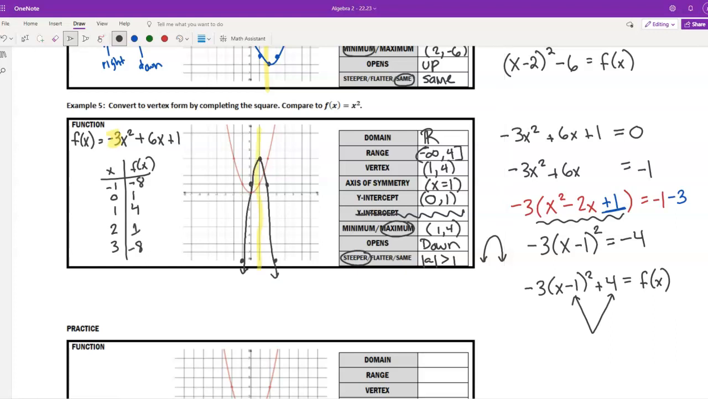Okay, here's what your graph should have looked like, again based off of the vertex. Pick 2 points smaller, 2 points bigger, and it doesn't matter which one you plug it into, you can still get your outcomes there, and that's what your graph should have looked like.